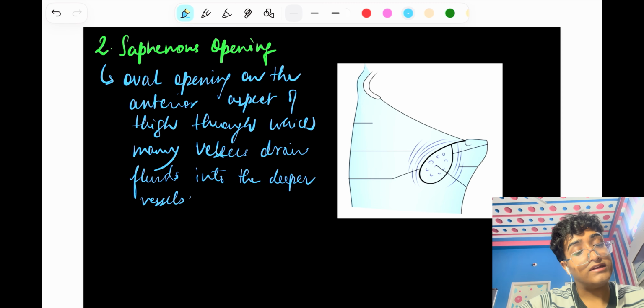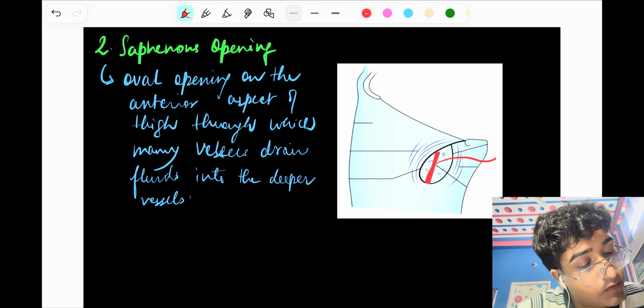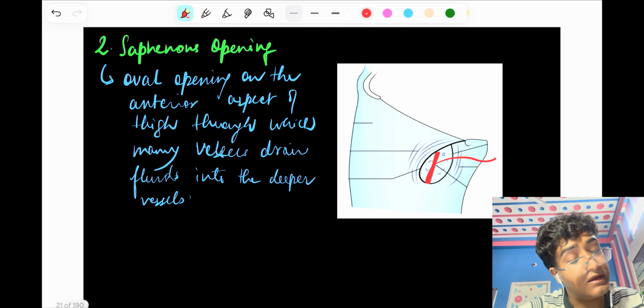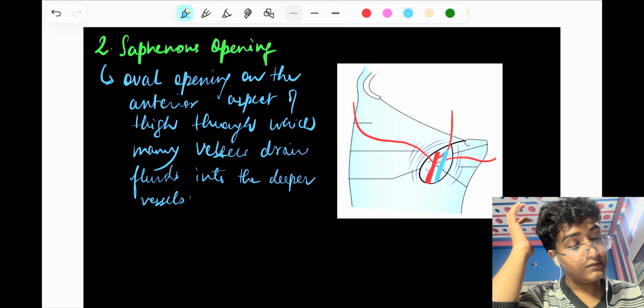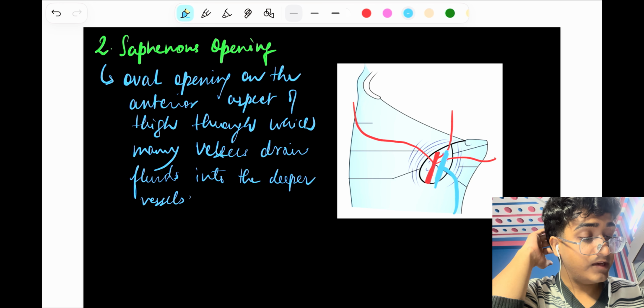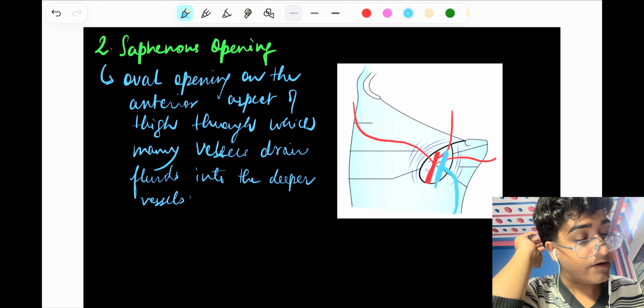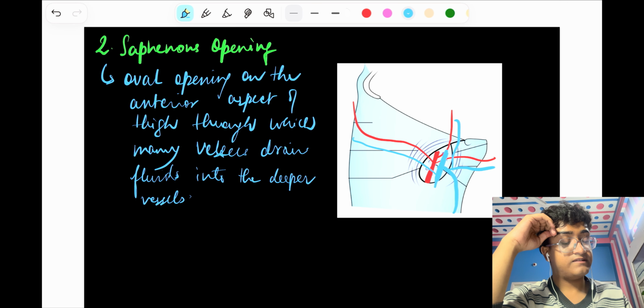Just like we have learnt about the femoral artery, through which the superficial external pudendal artery, superficial epigastric artery and the superficial circumflex iliac artery emerge. And we have also learnt about the femoral vein, where the great saphenous vein drains the venous blood, and there are three tributaries of the great saphenous vein: the same superficial external pudendal veins, the superficial epigastric veins and superficial circumflex iliac veins.